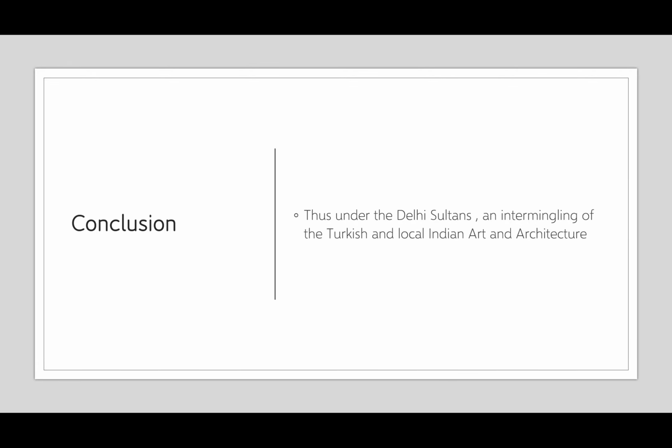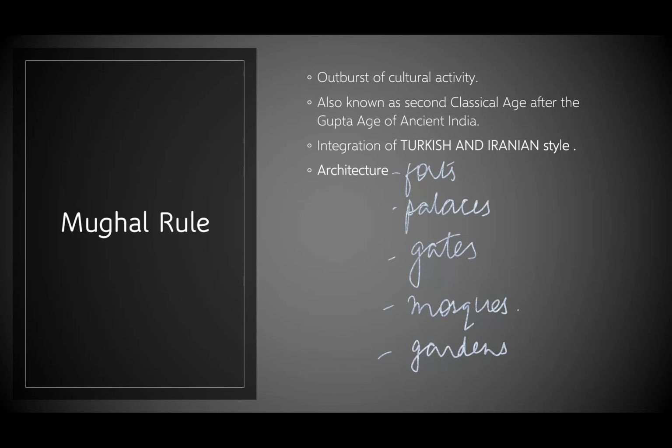So we can conclude that under the Delhi Sultans, there was an intermingling of Turkish and local Indian art and architecture, because the Delhi Sultans were Turks. Now we come to the Mughals. We know that under the Mughals it actually increased. There was an outburst of cultural activity, and Mughal rule is also known as the second classical age after the Gupta age of ancient India.